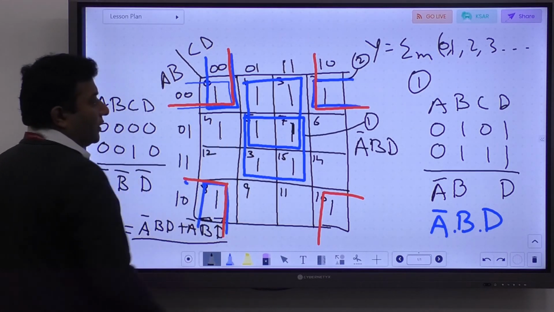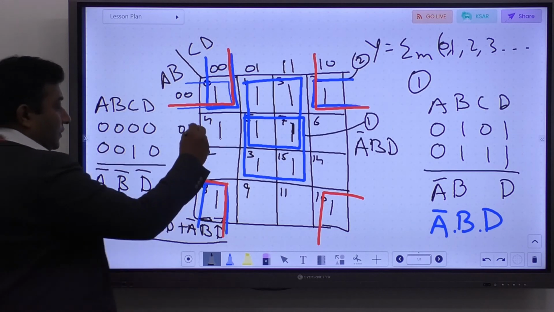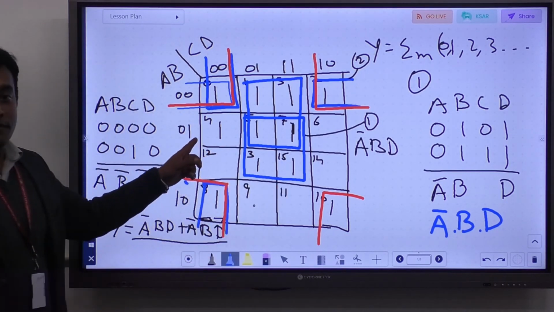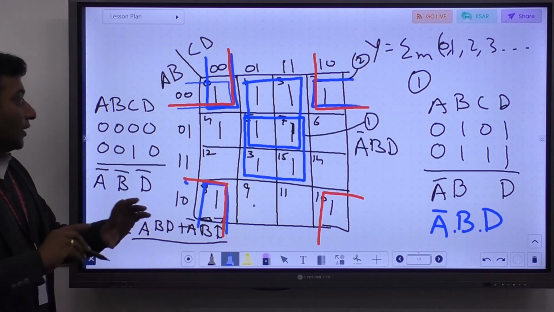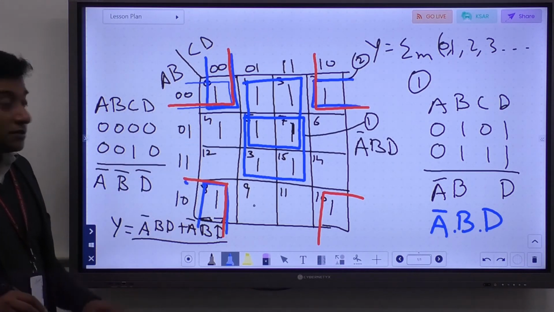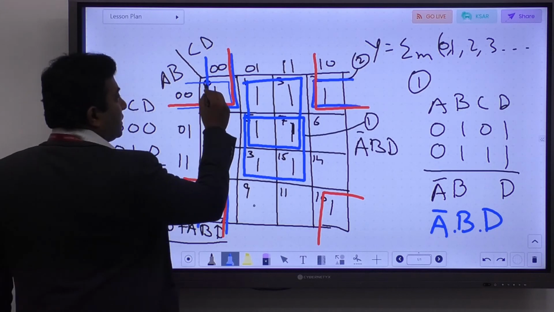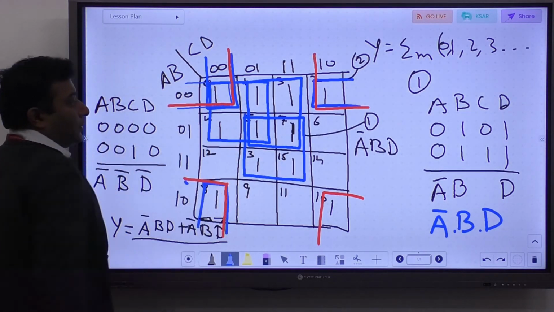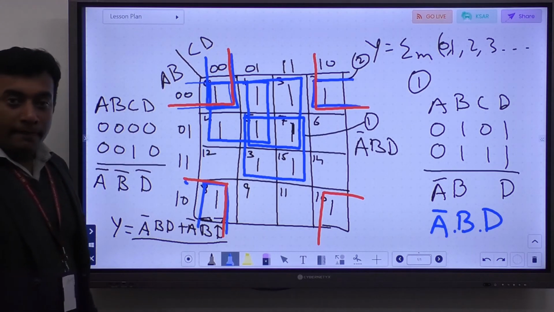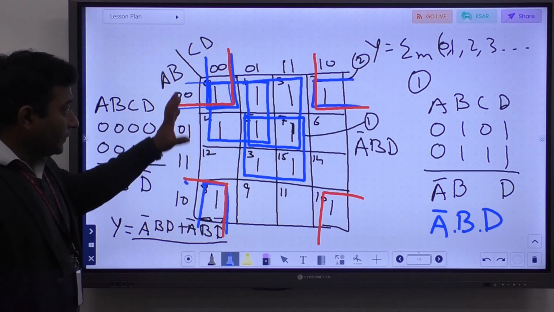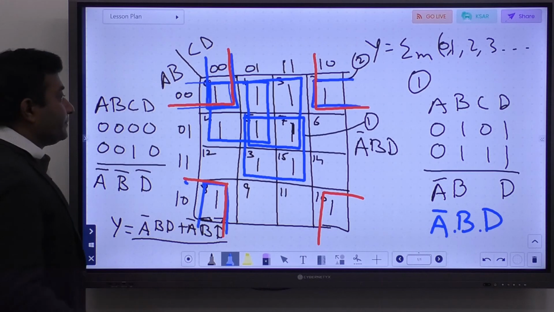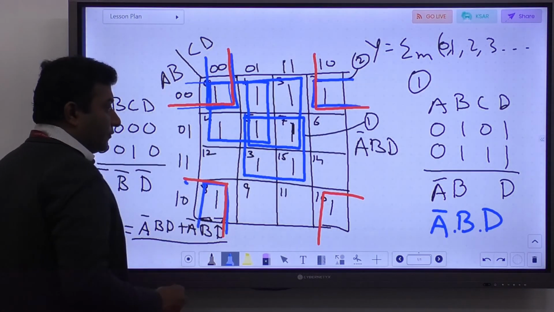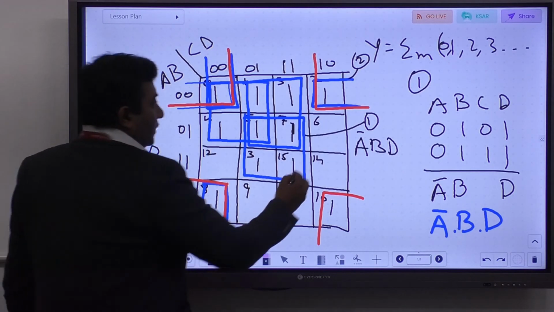If you get a minterm here as well, as our thumb rule says, in case a minterm is left, you have to combine it to a larger group. So this minterm is left, now you can combine it to this quad. Now there will be the first group, second, third and fourth quads.